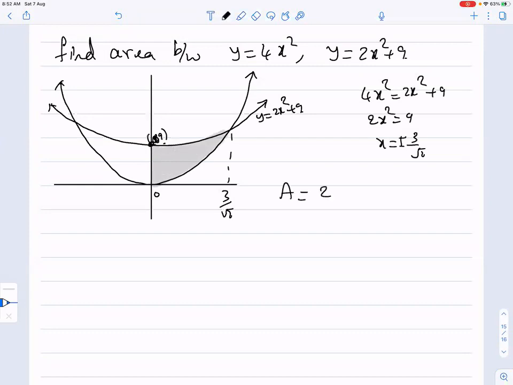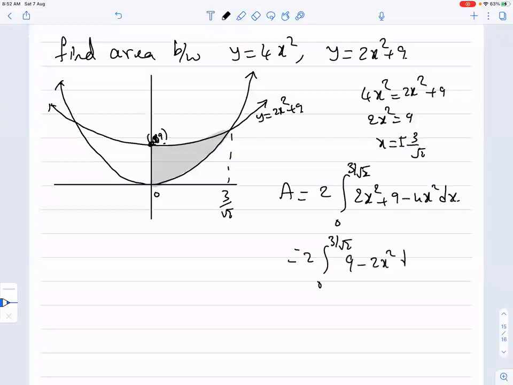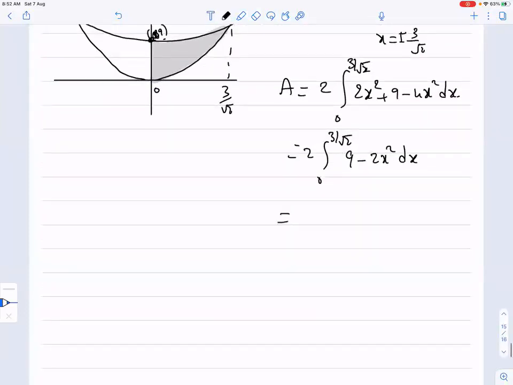So area equal to 2 times integral 0 to 3 by root 2, upper curve minus lower curve. Upper curve is 2x square plus 9 minus lower curve 4x square. That is 2 times integral 0 to 3 by root 2 of 9 minus 2x square. That will give you 2 times [9x minus 2x cubed by 3]. Limits are from 0 to 3 by root 2. Substitute 3 by root 2.